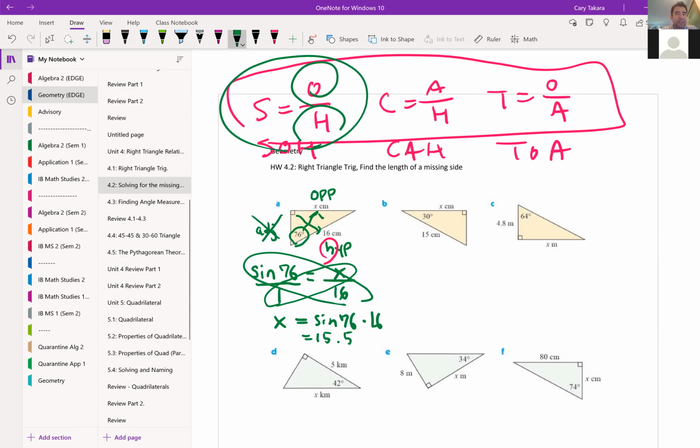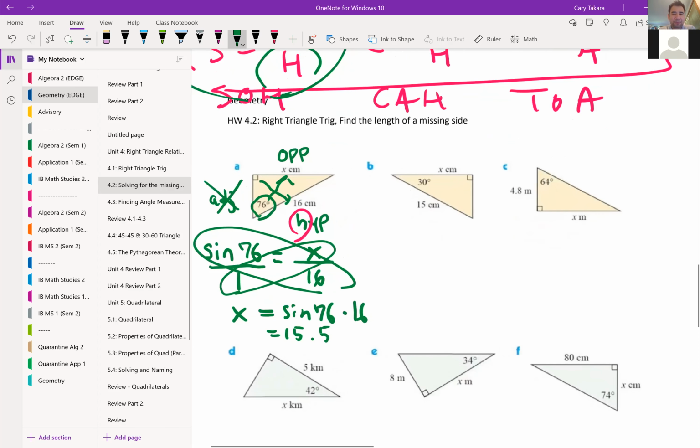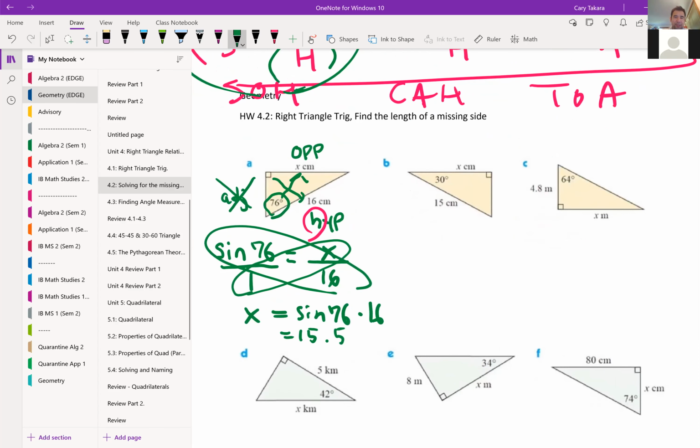Why don't you try B? Are you guys ready for B? Why don't you try B all by yourself? Label, set up, cross multiply, and solve. I'll give you 1 minute.